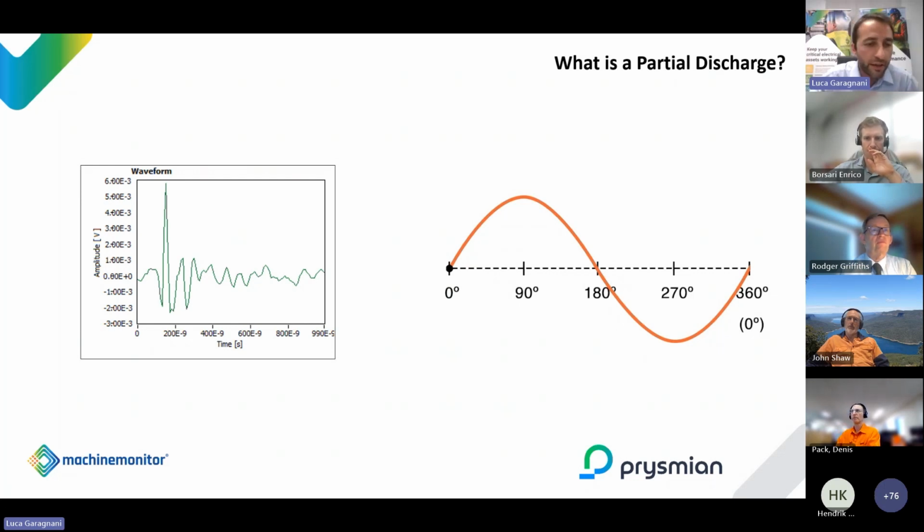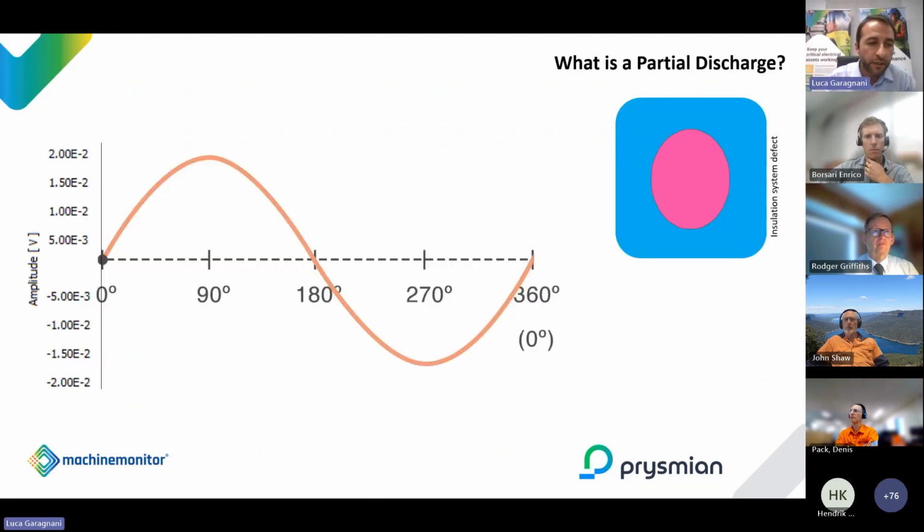Obviously, there are cases where we can have phase-to-phase discharge, like the picture I showed between two cores of the three-core cable, but those are different cases. The analysis is done in the same way. So we correlate our pulses with the phase-to-ground voltage, synchronized with one of the phases.